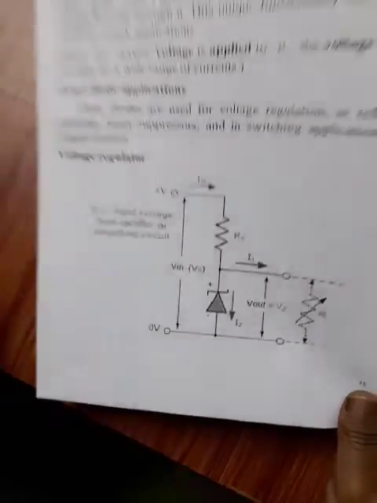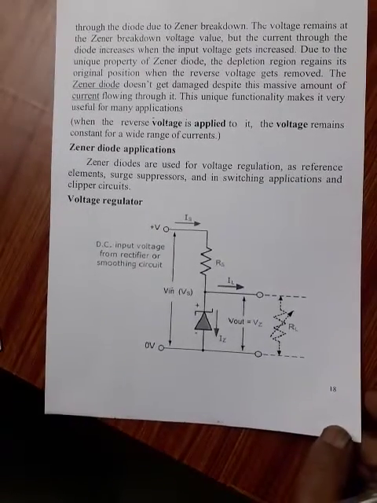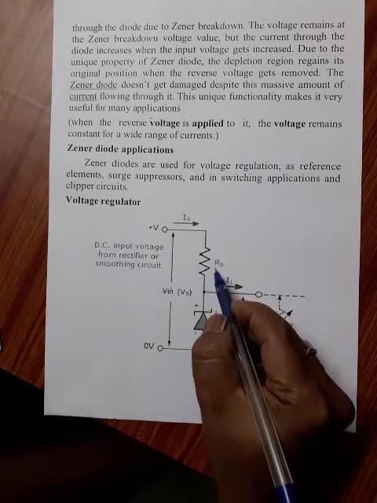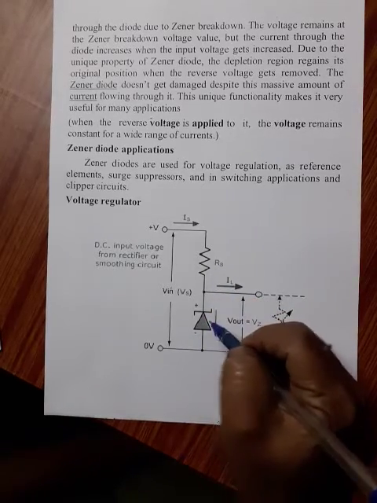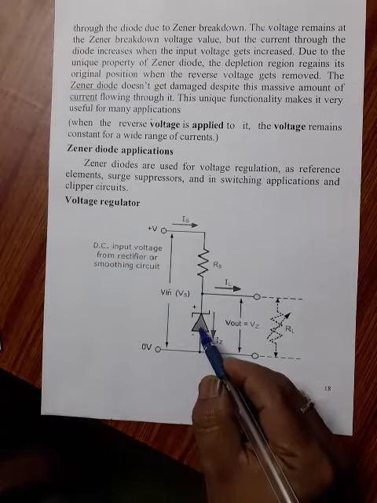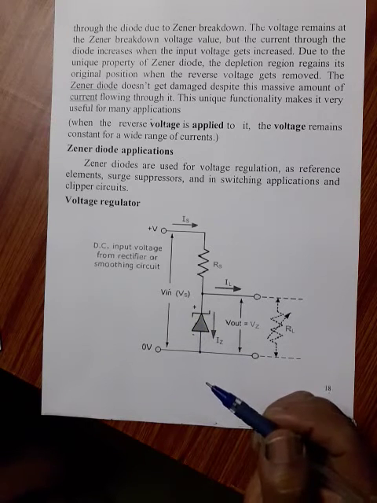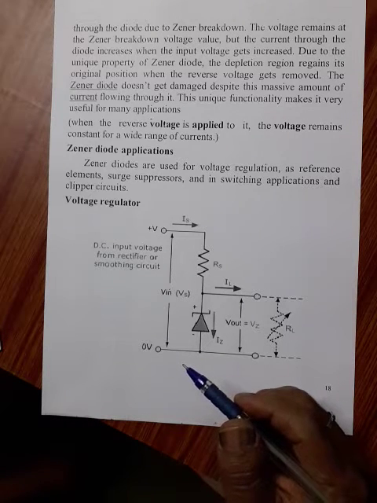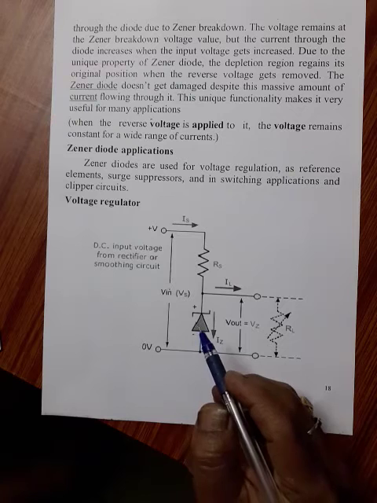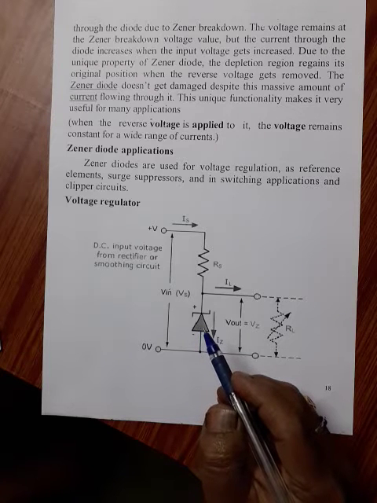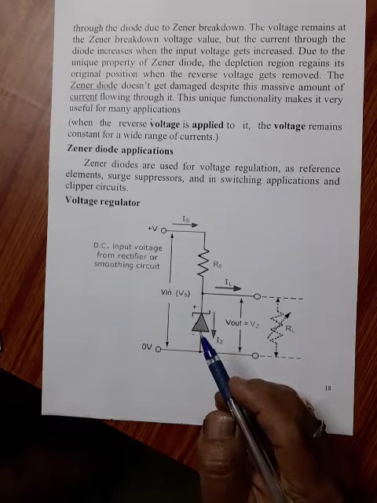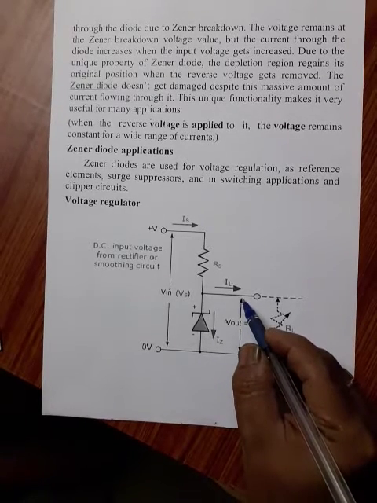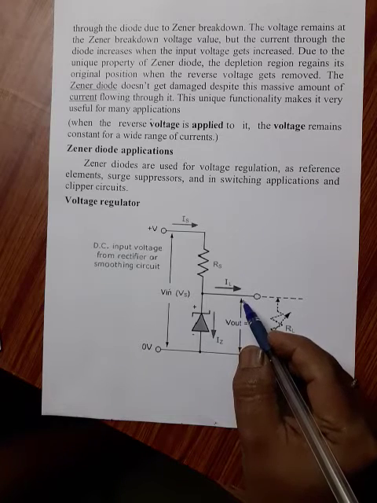So here you can see resistor Rs, that is this resistor, is connected in series to the zener diode to limit the current flow through the diode, with voltage source Vs connected across the combination. The stabilized output voltage Vout is taken from the zener diode. So here this is nothing but the stabilized output voltage.